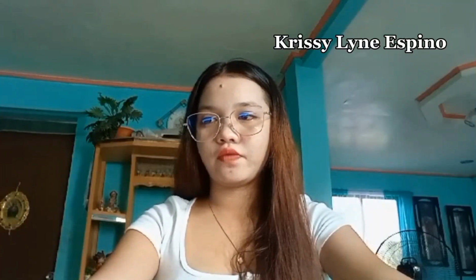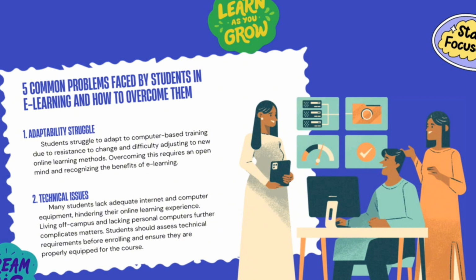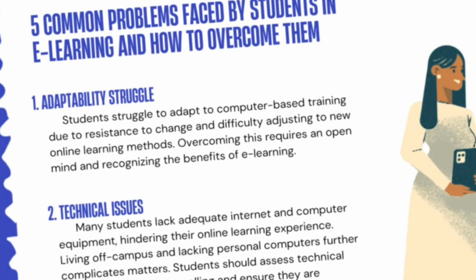So we have 5 common problems faced by students in e-learning and how to overcome them. Number 1, adaptability struggle. Many students find it difficult to adjust from traditional classroom learning to an online environment. The lack of face-to-face interaction and structured schedules can make the transition challenging.